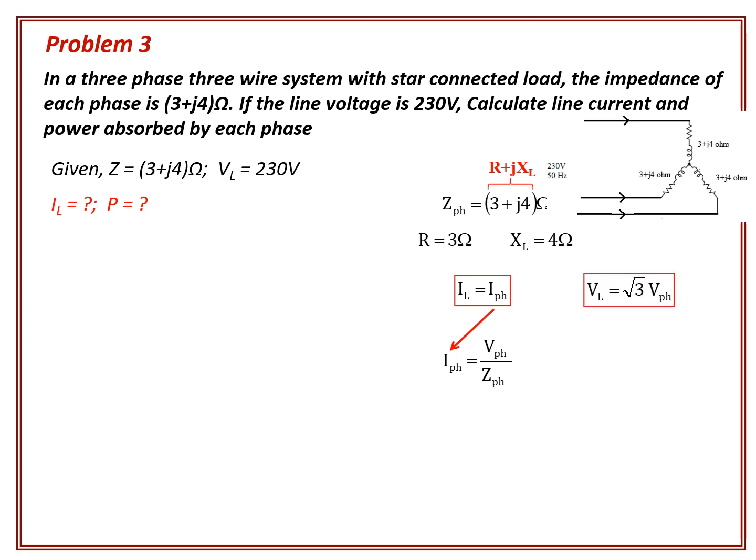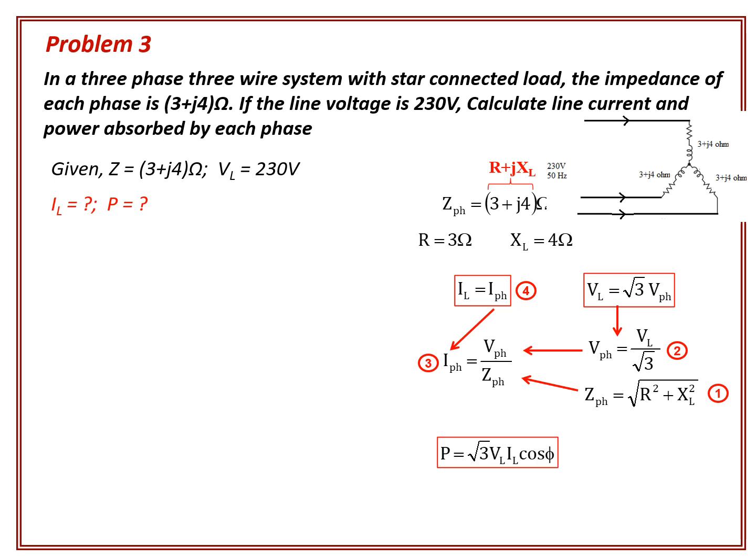For finding V phase, consider the equation VL equal to root 3 V phase, and V phase from this equation is equal to VL by root 3. Z phase can be calculated using the equation root of R square plus XL square. Hence for solving the problem, first find Z phase, then find V phase, next find I phase using the values of V phase and Z phase, and using the value of I phase find IL.